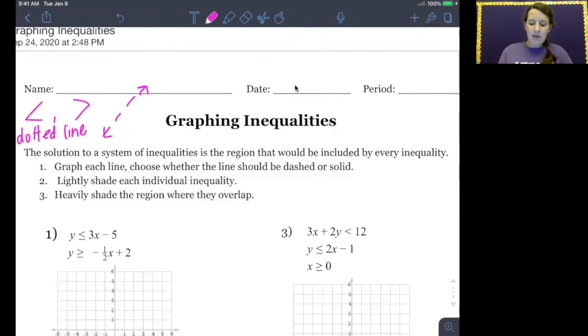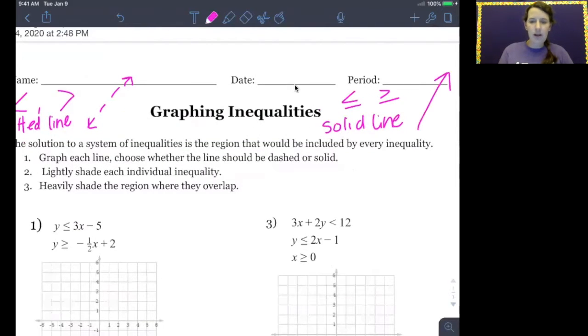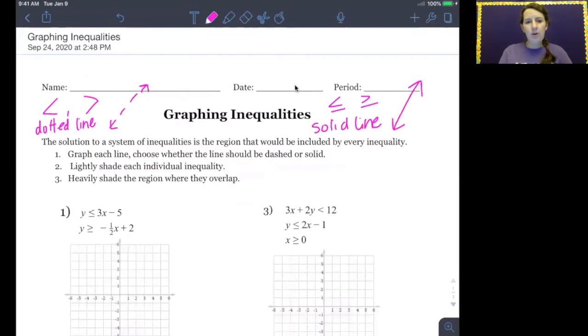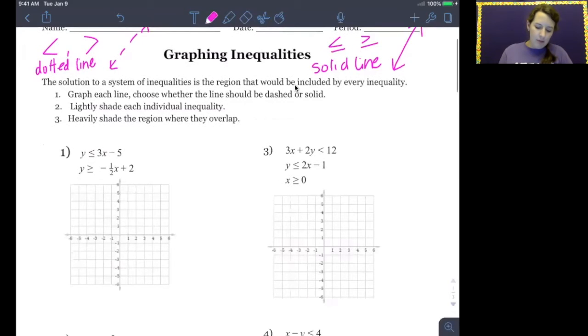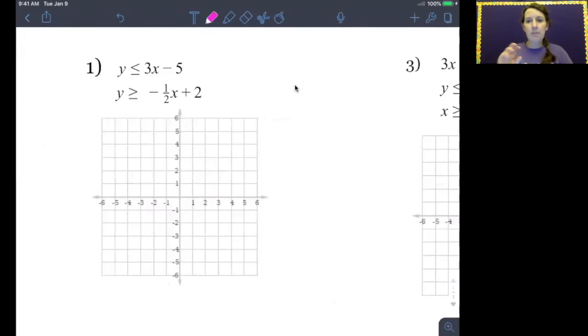If you see less than or equal to or greater than or equal to, you want to use a solid line. And I know for some of you that's going to take getting used to drawing it with a dotted line. But anytime we just see a regular less than or greater than symbol, we want to make sure we use a dotted line. So the first thing we need to do for each one is actually plot the line.